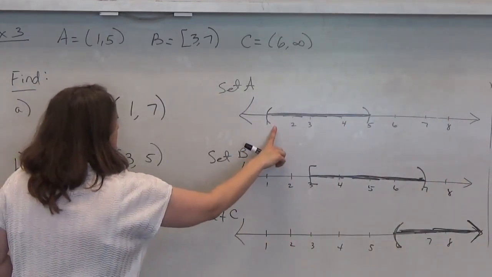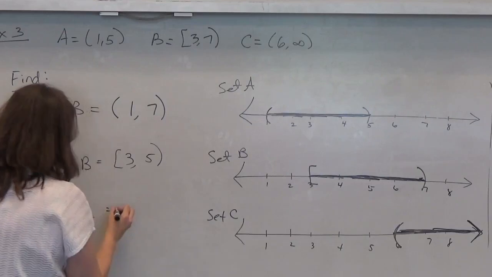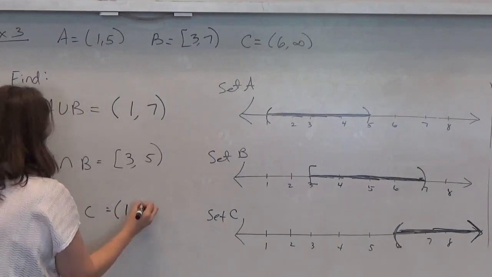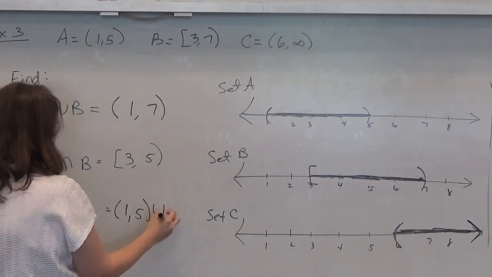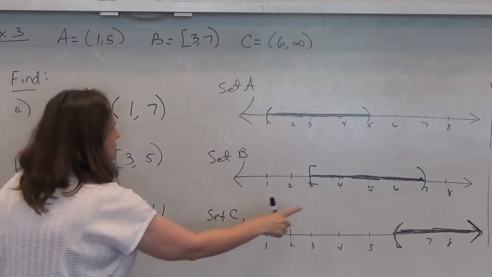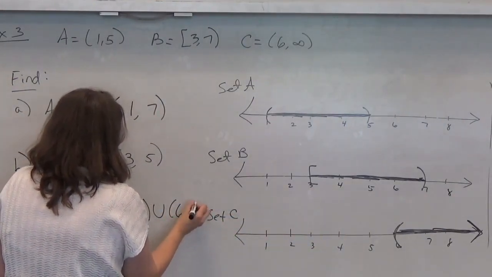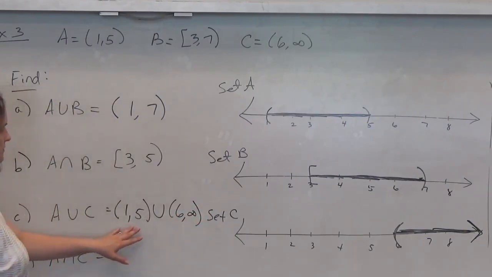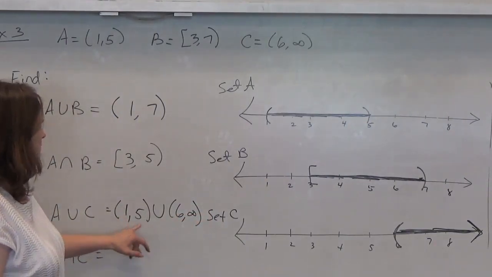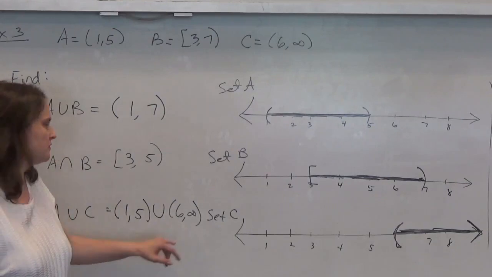We're going to say everything from 1 to 5, in parentheses, union, use the union symbol, and then you can include the interval from 6 to infinity. Okay, so we've got interval 1 to 5 union interval 6 to infinity.